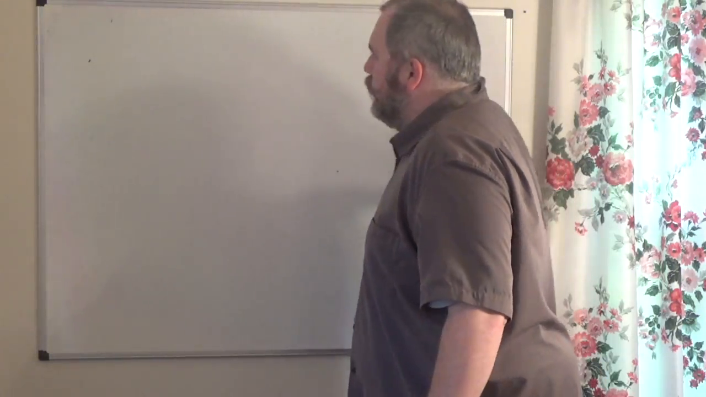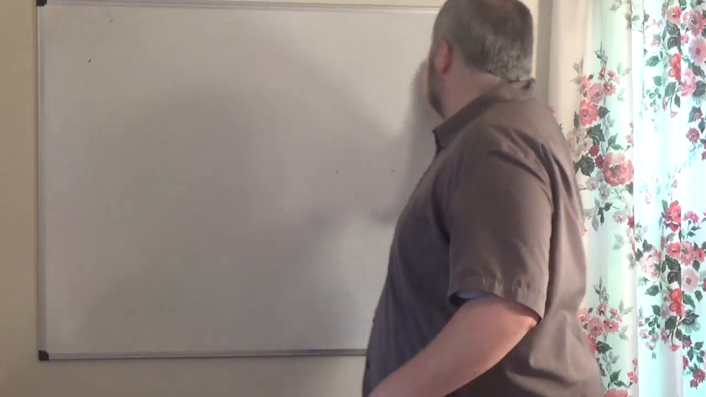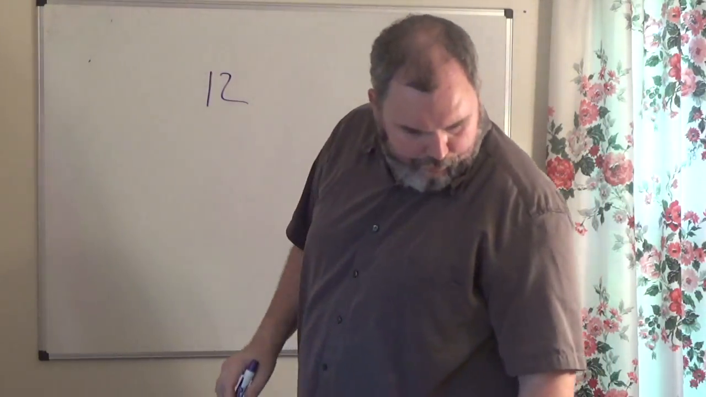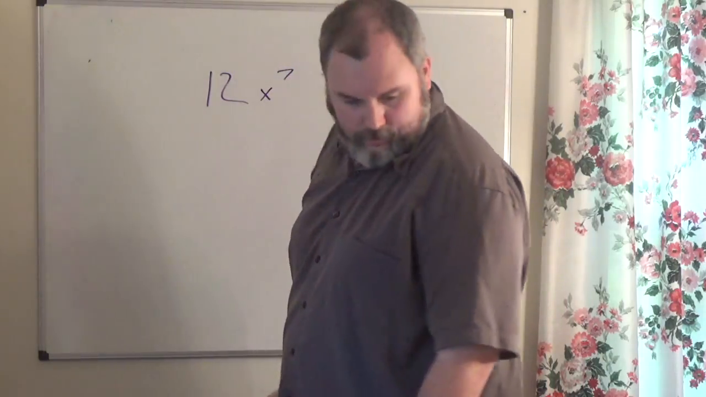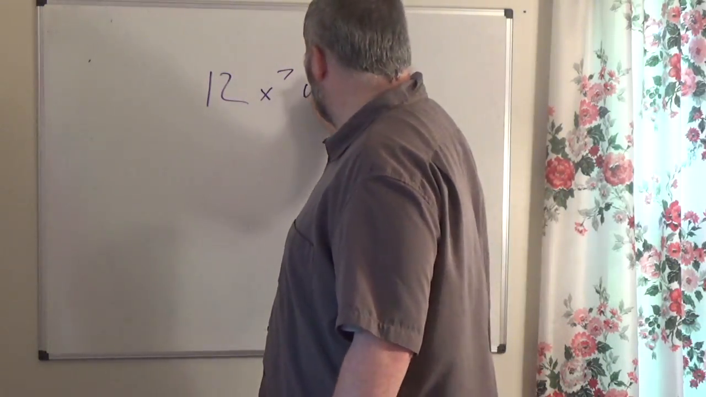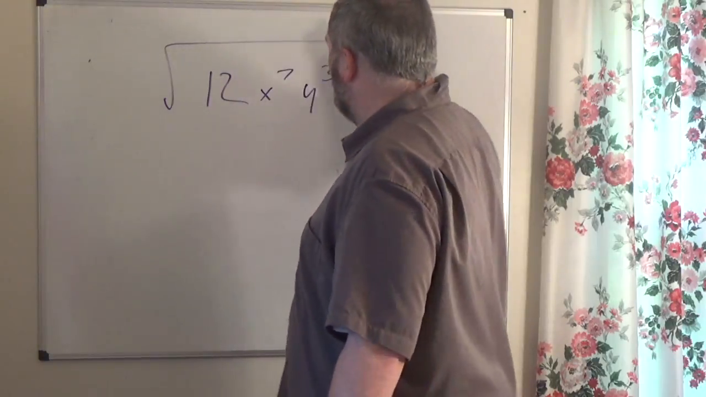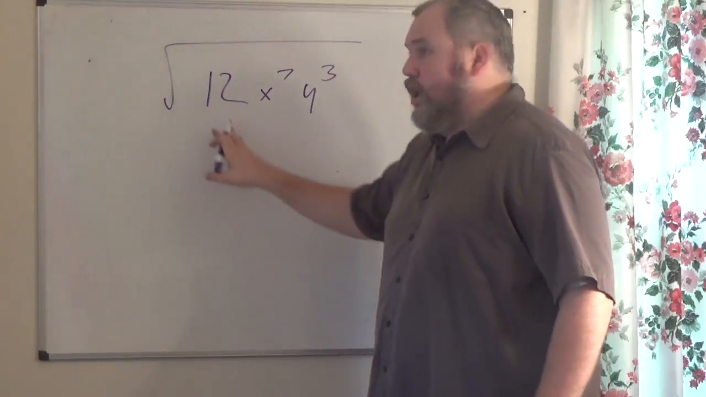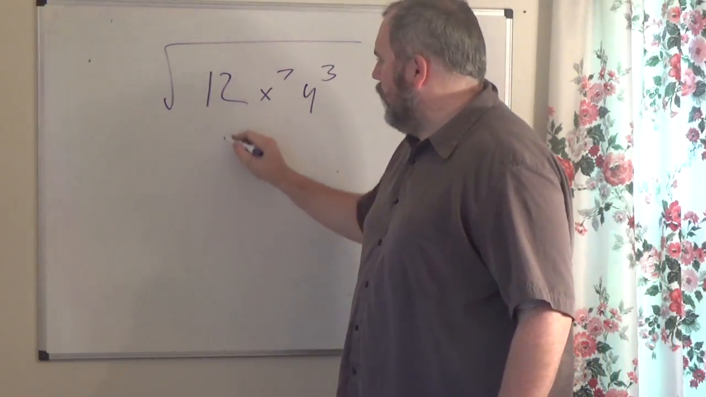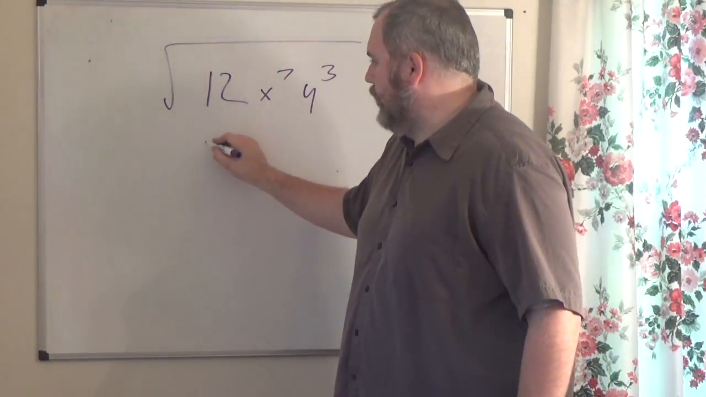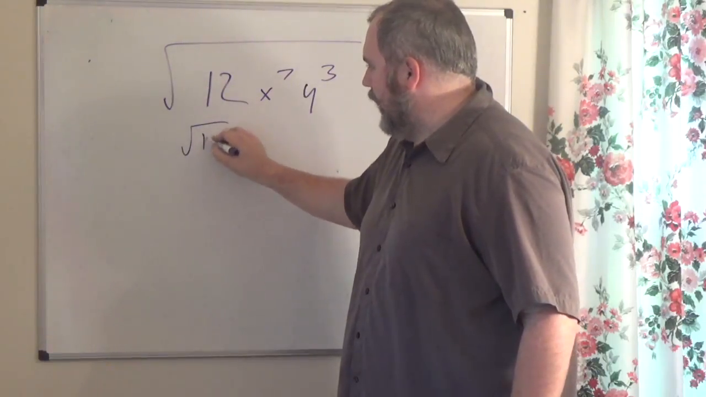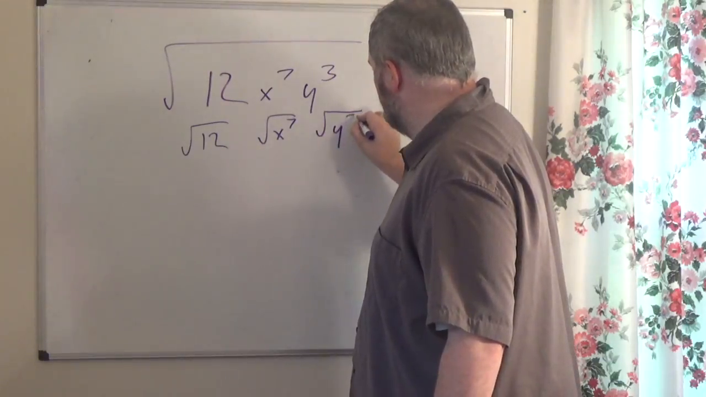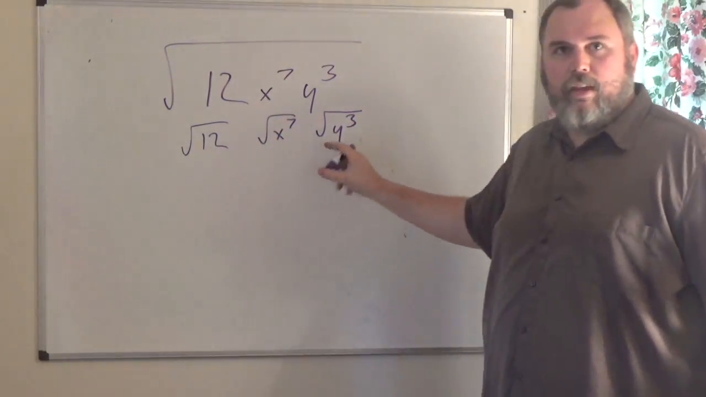These I just kind of want to do with you. So we have the square root of 12 x to the 7th, y to the 3rd, all being square rooted. Alright, so let's look at it individually. The square root of, what can we pull out of here? We know that this, if I just break it down individually, all of this is equal to that.